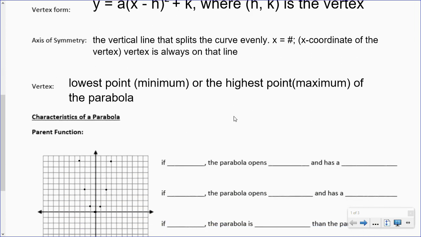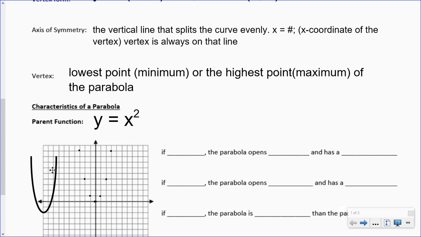Characteristics of a parabola. Well, the parent function is just y equals x squared, very similar to the parent function of a linear equation. You just basically lose the rest of it and just keep the x squared part. And it looks like this. Oh, it's supposed to go through these little points, but my curve didn't want to, so kind of pretend it's like that. So here, I'll just move the curve. Those are the points that it makes.